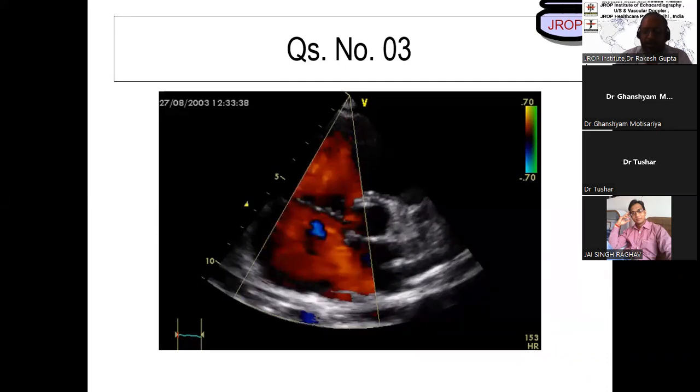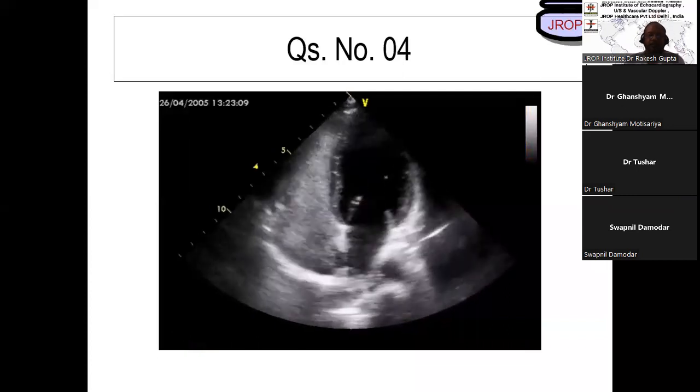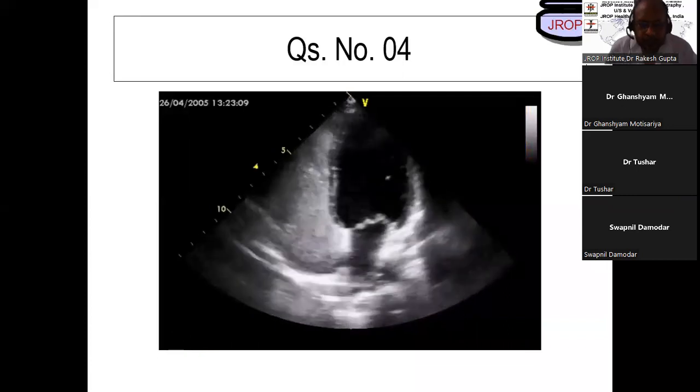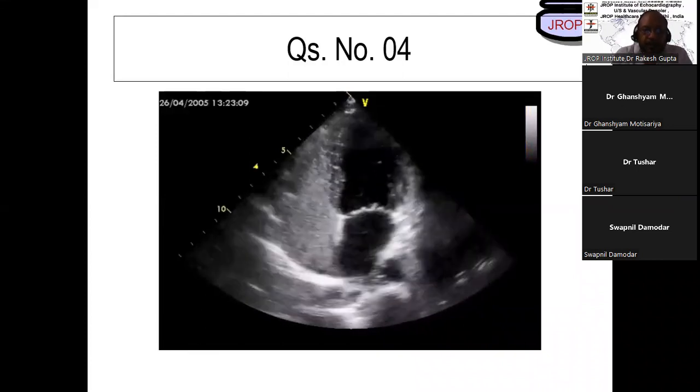The next, get ready, Dr. Damodar alias Swapnil Arskar. Are you there, Damodar? Yes, sir. Good evening. All right, the slide is for you. Sir, this is the apical four-chamber view where we can see the agitated contrast saline infusion in the right side of the heart. Okay.